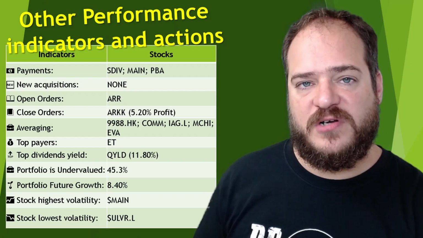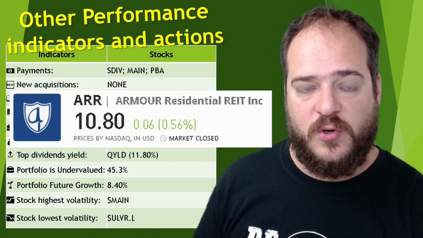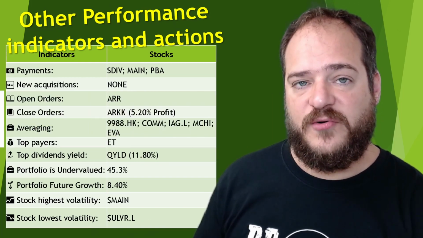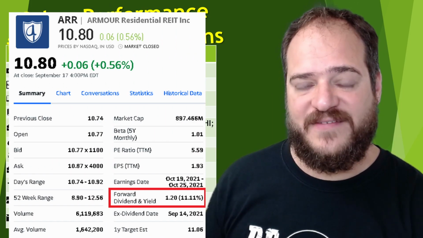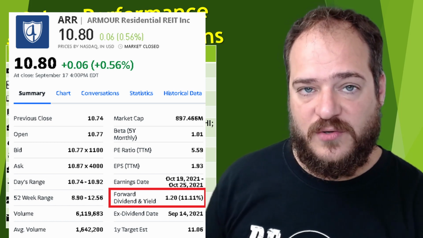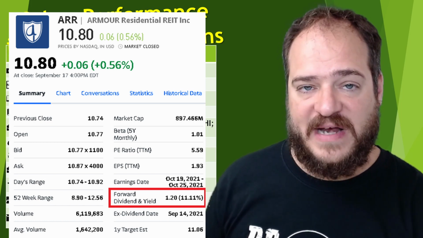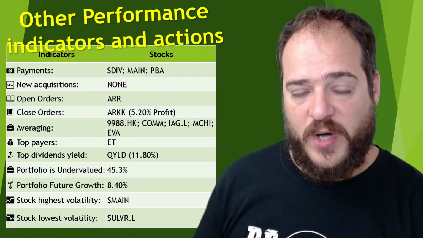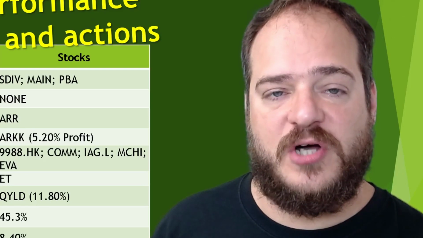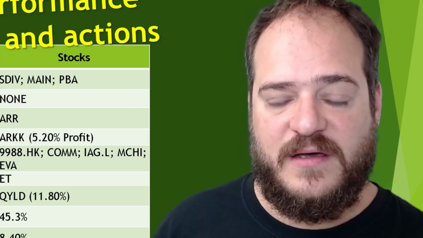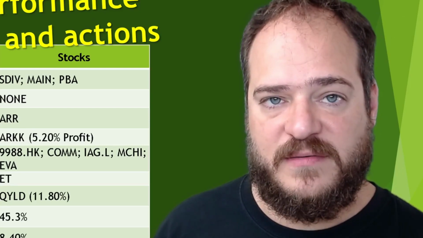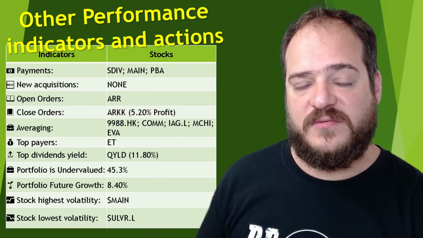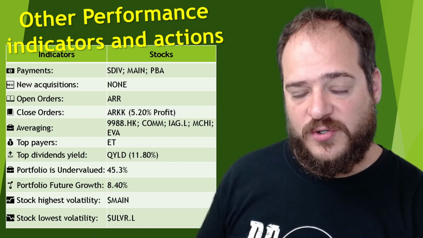In terms of open orders, we have ARR, which is also one of the stocks that I mentioned in the beginning of the video. They are REITs and they have a dividend yield of around 11.11%, which is quite good. And in terms of the finance and valuation is quite good as well. If you want me to talk about this stock, please leave a comment there and I can review it in the next upcoming video.